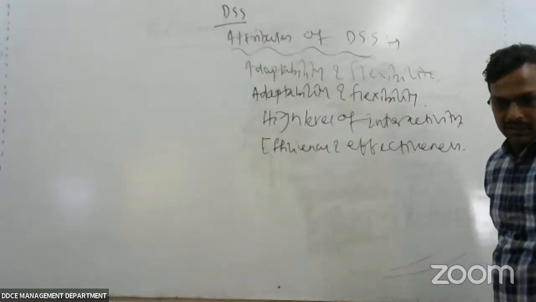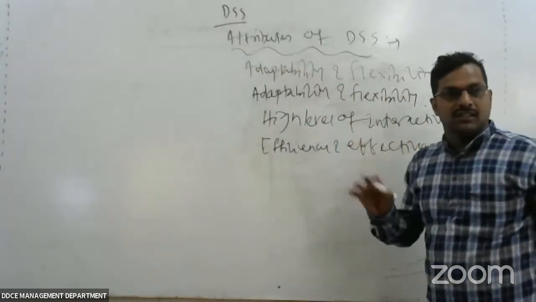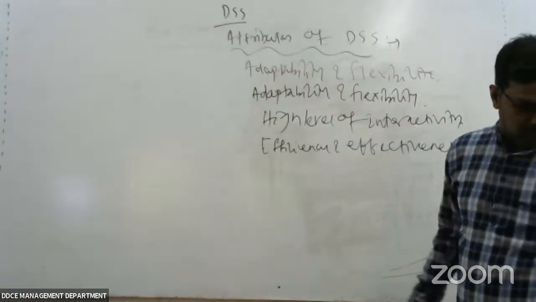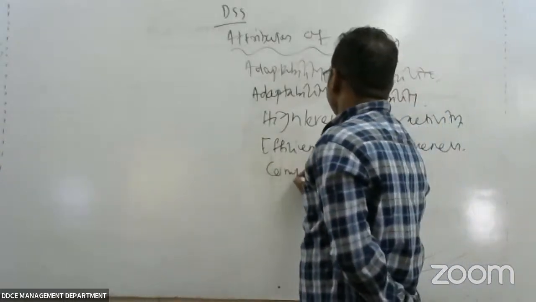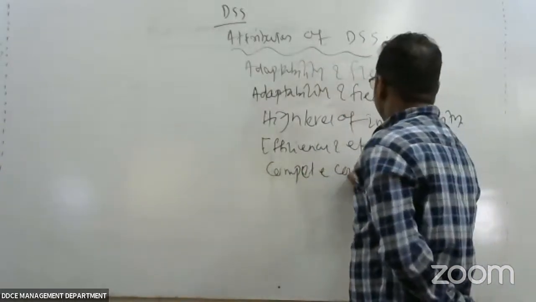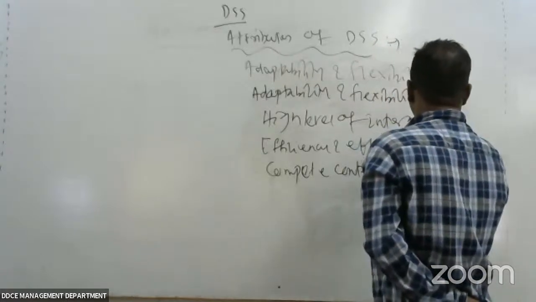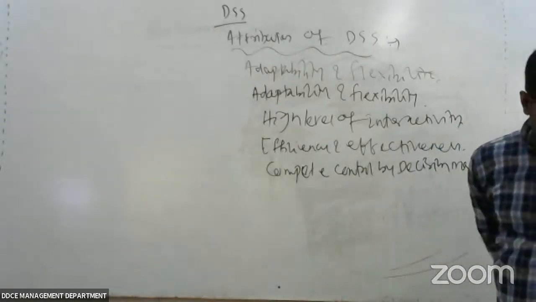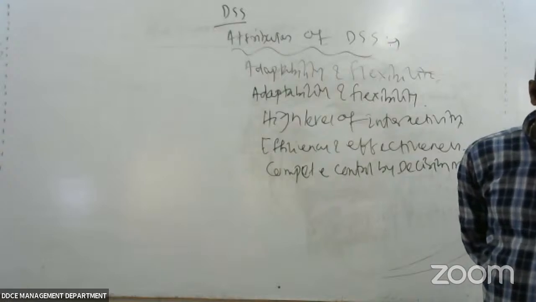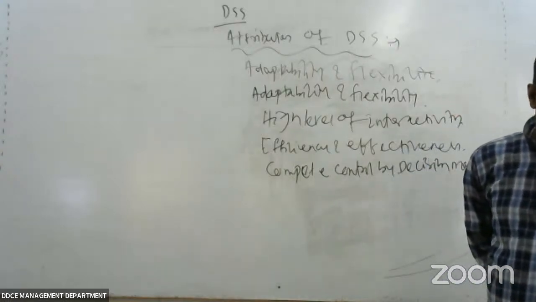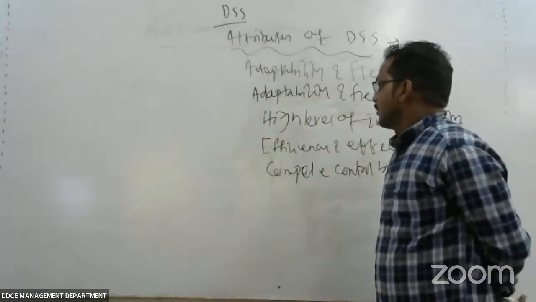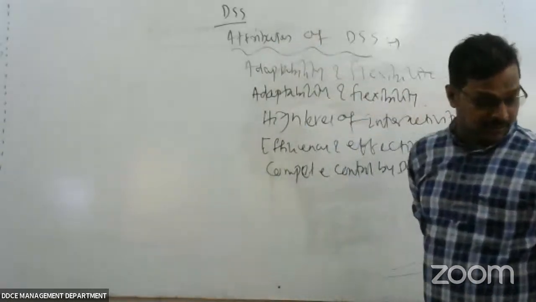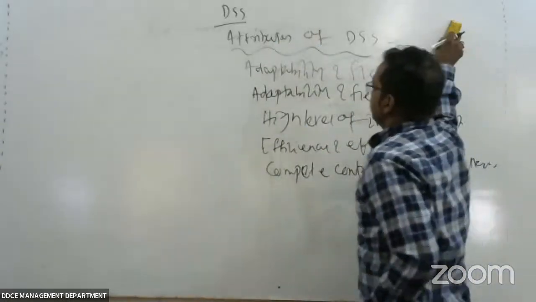Similarly, efficiency and effectiveness are required because, related to time, we have to find out the decision. Complete control by decision makers, that is another parameter. So these are some attributes present in the DSS. Next, come to the characteristics of DSS.